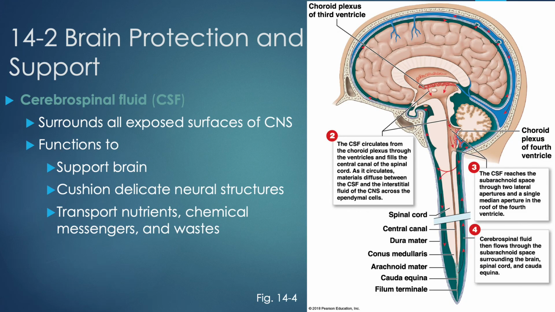Cerebrospinal fluid is going to surround all of our exposed surfaces of the central nervous system. And its function is there to just basically support the brain physically and to cushion our delicate structures against being smashed against things. So it acts like a big water balloon buffer around our brain within our skull. And it's also there to transport nutrients, chemical messengers, and also wastes.